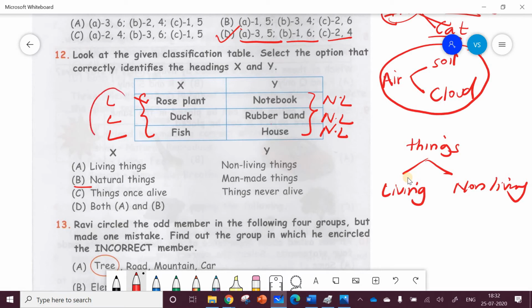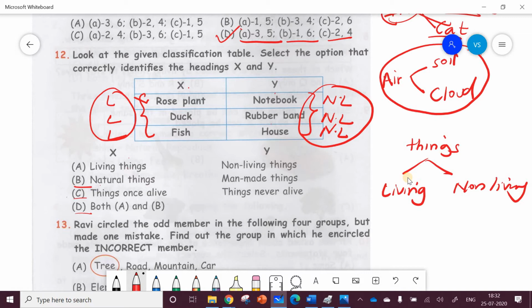See, all these things are living and all these things are non-living. Am I right? Yes. So where do you find this type of categorization that X is showing living and Y is showing non-living? Any option is there? A option, B option, C option, or D option? I don't know. I think you can see which option is saying that in X there is living things and Y there is non-living things. Let's see option by option.